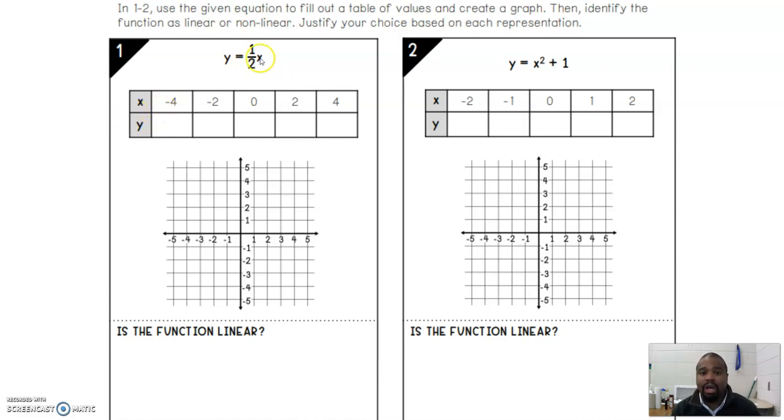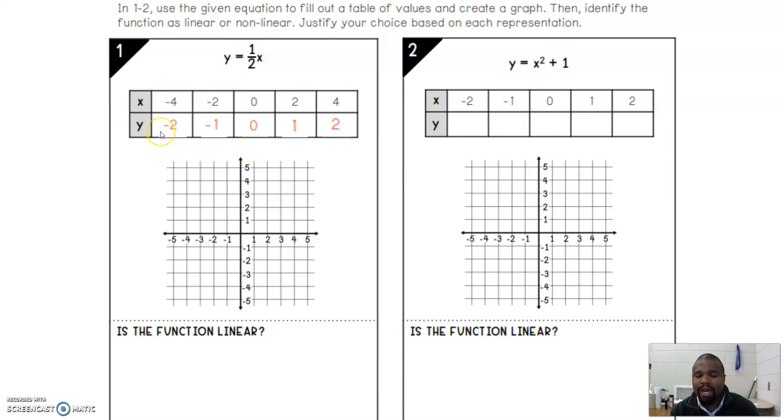We're going to substitute x for these numbers in our equation, and that's going to give us our output, which is y. So we're going to do 1/2 times -4, which gives us -2. 1/2 times -2 gives us -1. 1/2 times 0, because we substitute x for 0, gives us 0. 1/2 times 2 gives us +1, and 1/2 times 4 gives us 2. So this is our table.